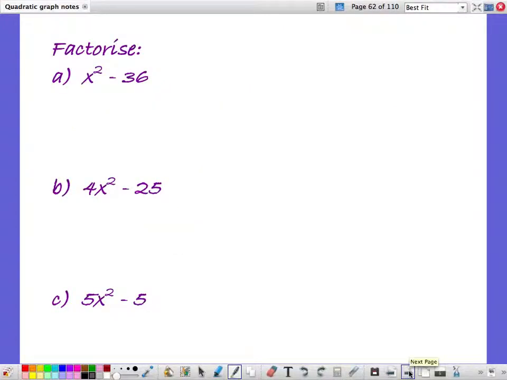Alright, so here's one: x squared minus 36. How does that factorise? As long as you recognise that there's a 1 outside the x, the square root of x squared is just 1x. And the square root of 36 is 6, so it's going to factorise as x minus 6 and x plus 6. And that's how we factorise that one.